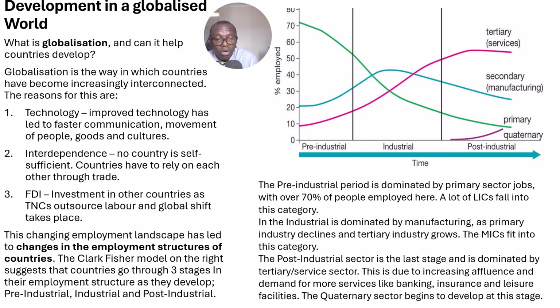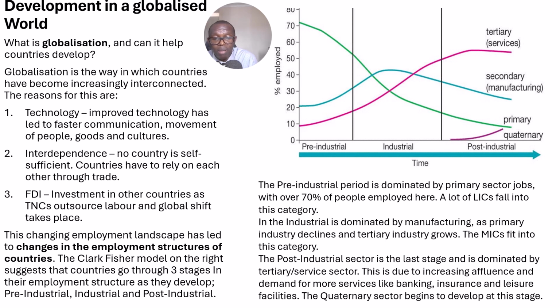Then lastly, the interconnectedness between countries has increased because of investment. And that investment is in the form of FDI, or what is referred to as foreign direct investment. And this has been mostly due to the action of TNCs. So transnational corporations are those big companies that operate in more than one country in the world. An example being, say, Apple. Other examples being KFC, McDonald's, Adidas, and so on.